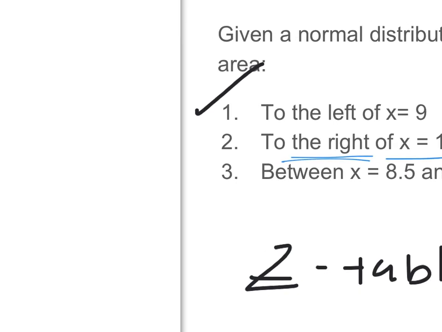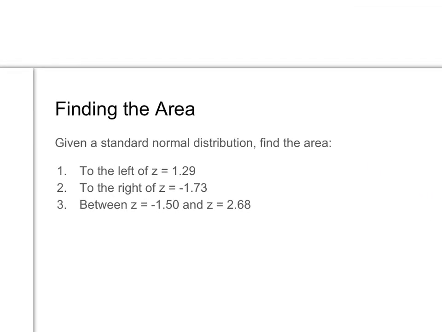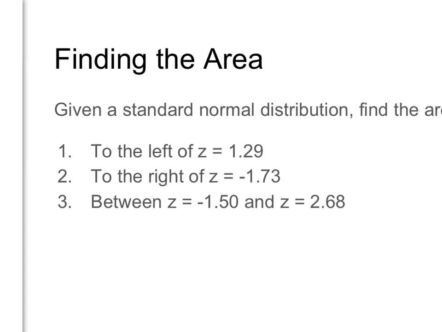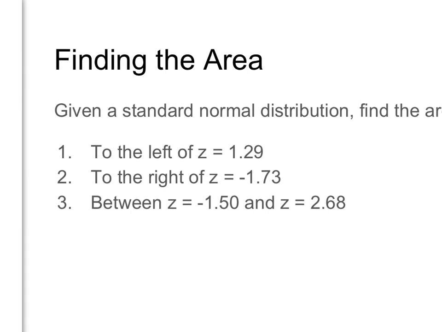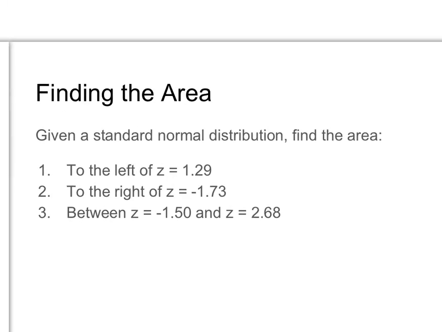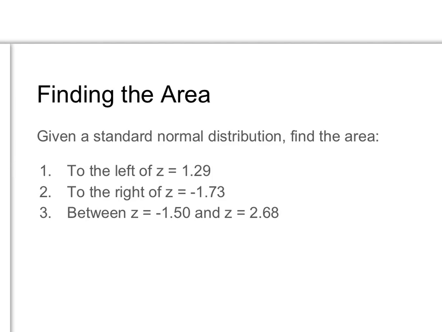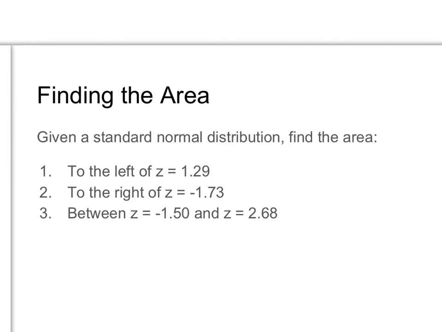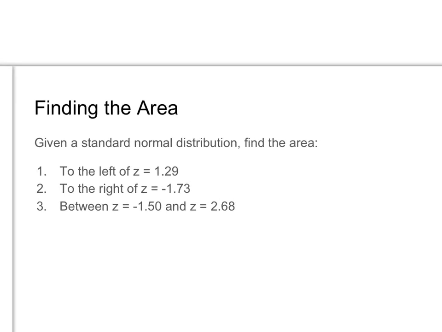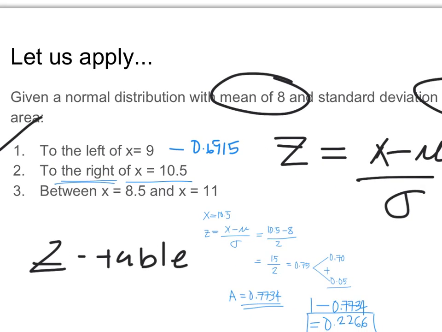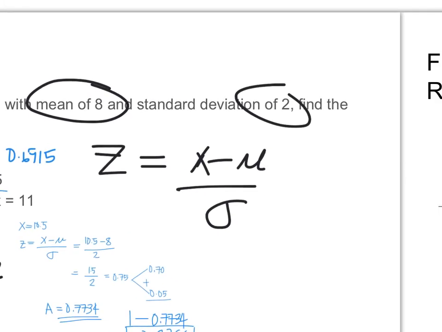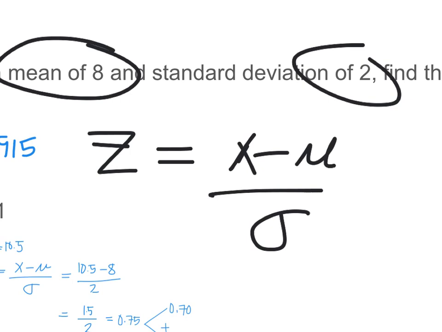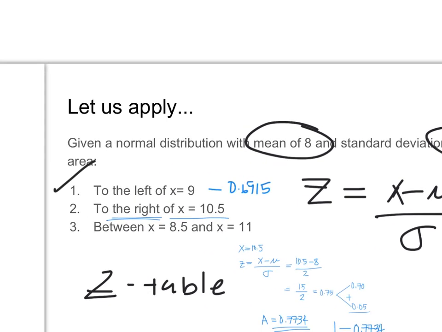Do not rush using the table if the value is not yet in z-score. Unlike in the first problem, the values given are all z, so we went straight to the z table. And again, to find the counterpart z-score, you always have to use the formula z is equal to x minus mu over sigma, or the standard deviation.